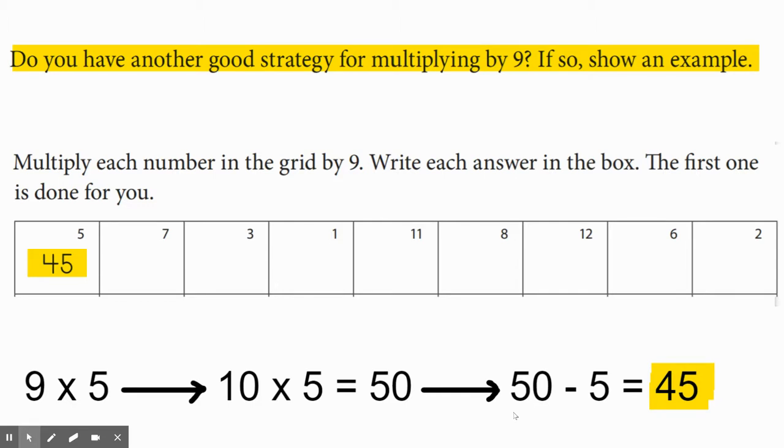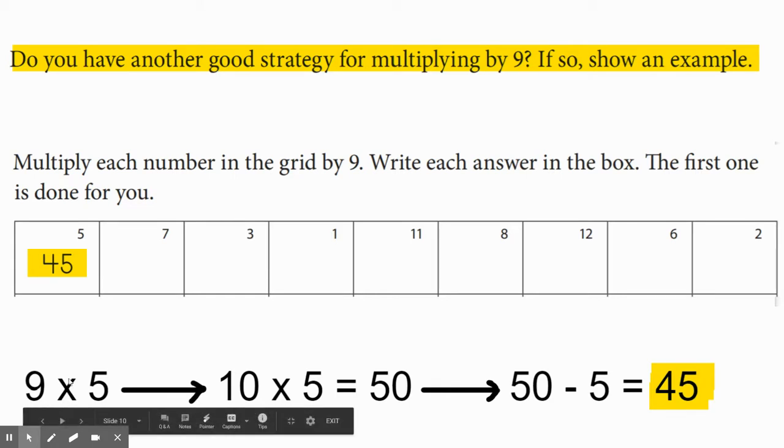Okay, let's do some practicing. It says multiply each number in the grid by 9. Write each answer in the box. The first one is done for you. So let's talk about the first one. We were trying to figure out 9 groups of 5, or 9 times 5. If you look at the bottom, I want you to see that there's 9 times 5.